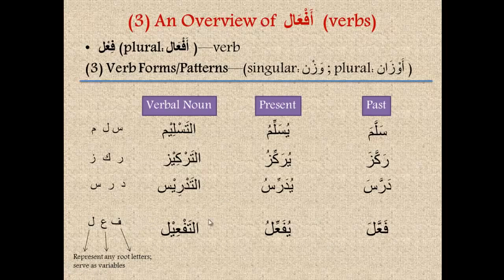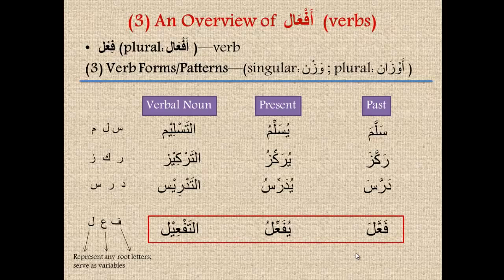This last row down here: fa'ala, yufa'ilu, at-taf'il. These three constitute a particular set, and that is what we refer to as the wazn, the verb form. Okay, these three constitute a verb form, a verb pattern, a wazn.